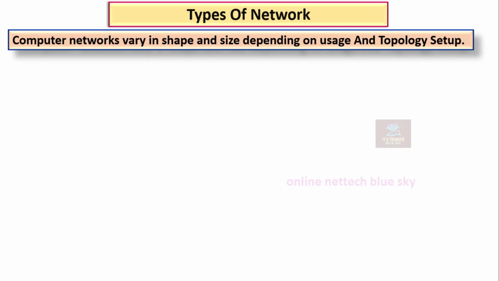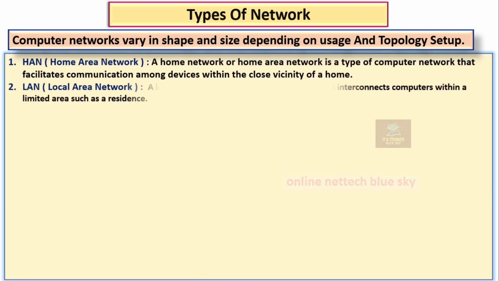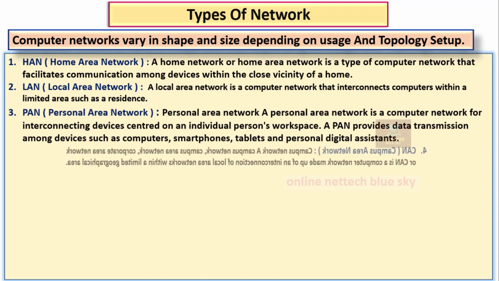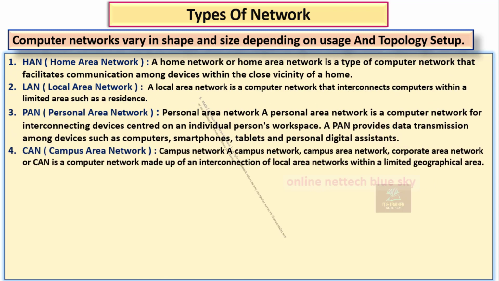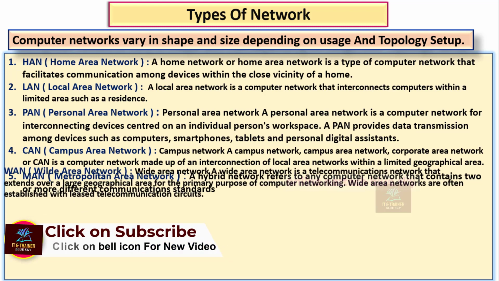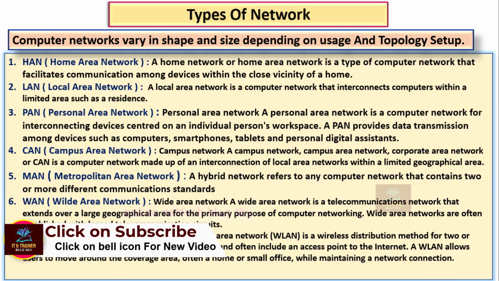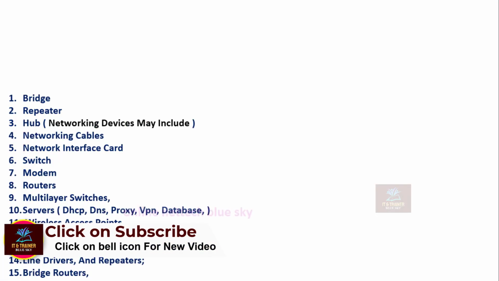I already created a previous video on types of network. What is a home area network, what is a LAN, what is a personal area network, and after that campus area network, metropolitan area network, wireless area network, wireless network, and virtual private network.